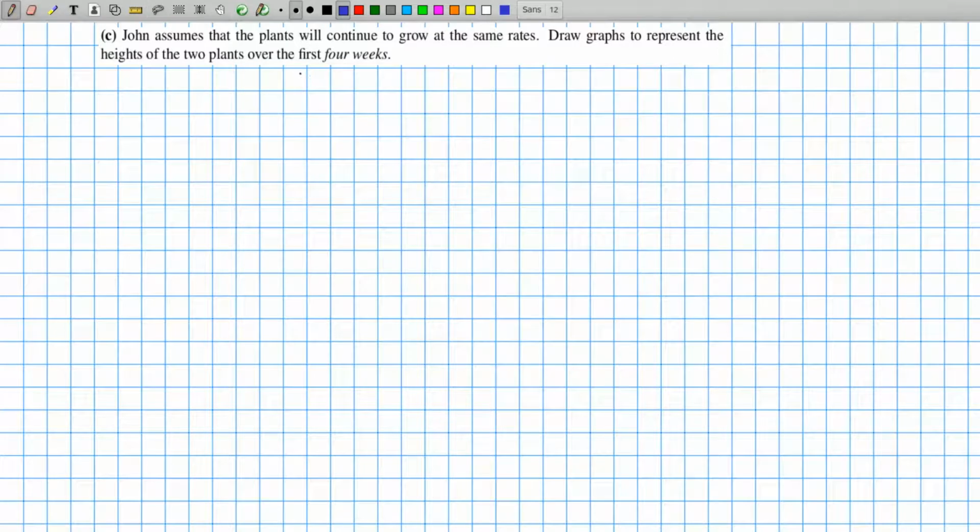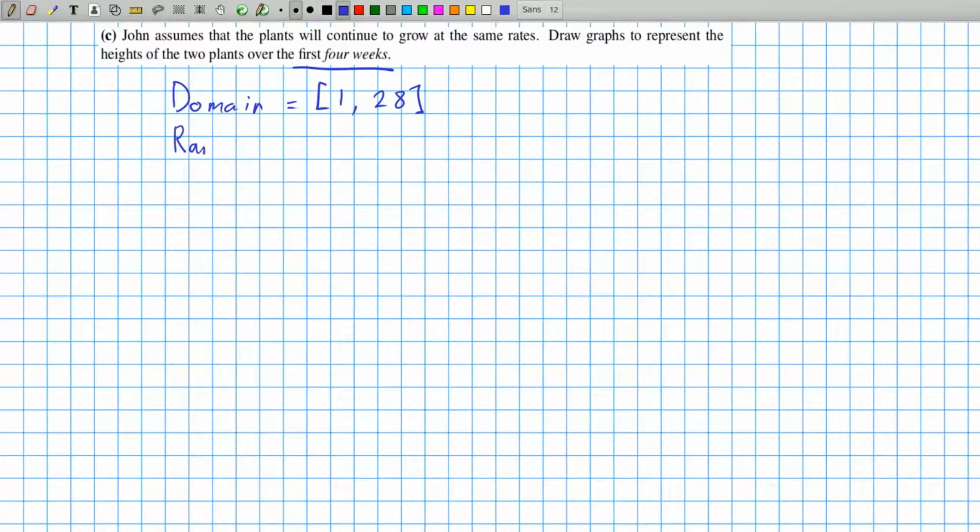So we're looking at the first 4 weeks. So what's that going to be? So let's say our x-axis is going to be the day number. That's going to essentially be our domain. If we're looking at 4 weeks, then that's 28 days. So we need to start at day 1 and we need to go up to day 28.